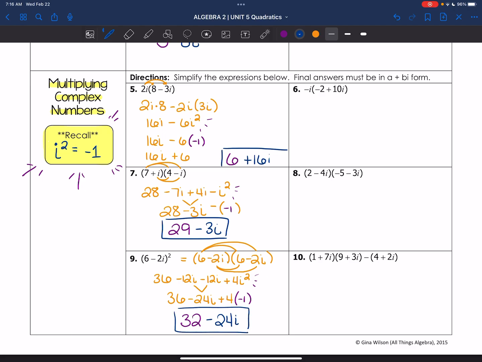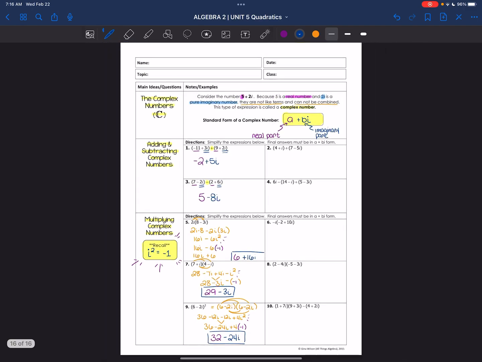So there you have it, guys. We have done the operations of adding, subtracting, and multiplying complex numbers.